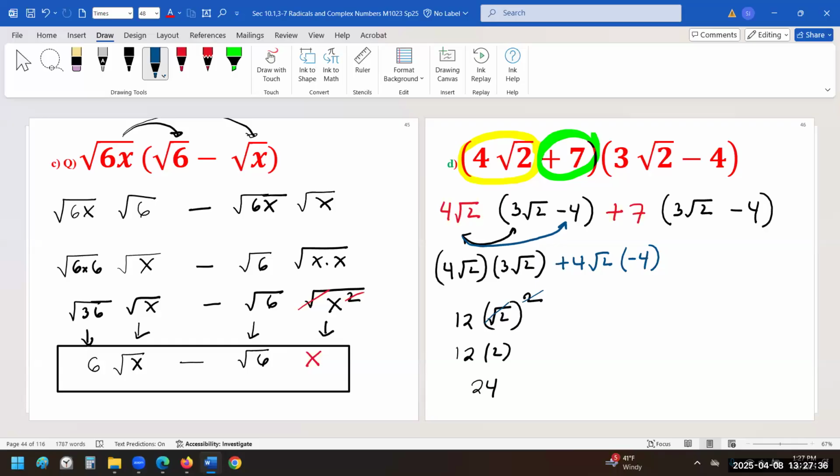There is only one radical, right? So we keep our radical 2, and we have this free number with this free number. So what do we do with the free and free? Free and free. What do we do to them? Multiply them. What is 4 times negative 4? Negative 16.